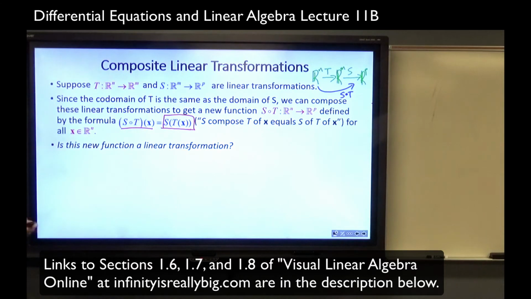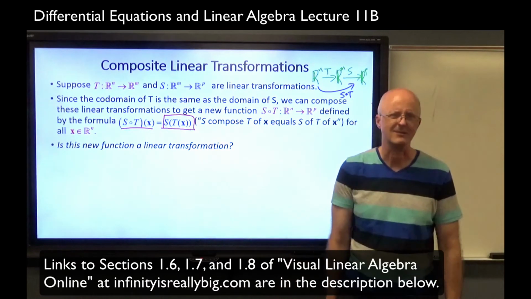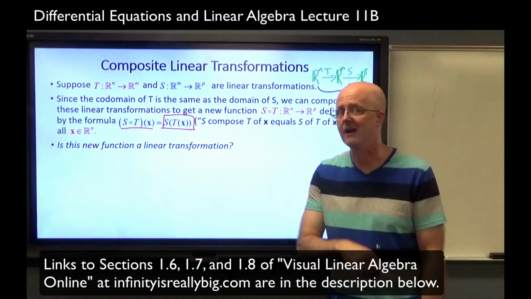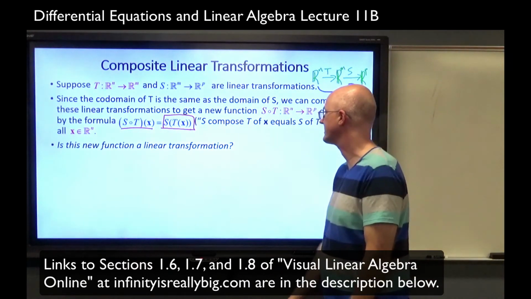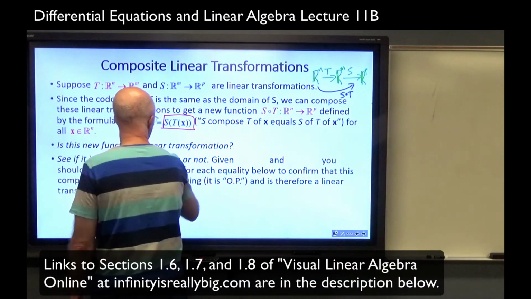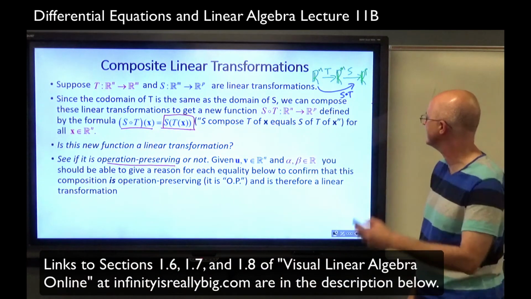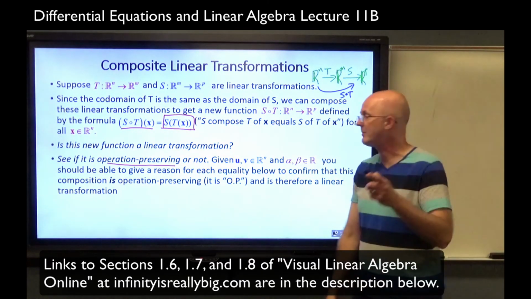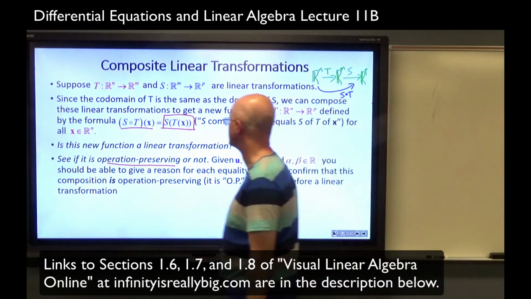Is this new function also a linear transformation? You would think it should be. This is another reason to not add constants in the linear transformation formula. We want this composition to be a linear transformation. It better be operation preserving. Given, let's call them u and v in Rn, the domain, and scalars alpha and beta in R, you should be able to give a reason for each equality that I'm about to show you to confirm that this composition is operation preserving.